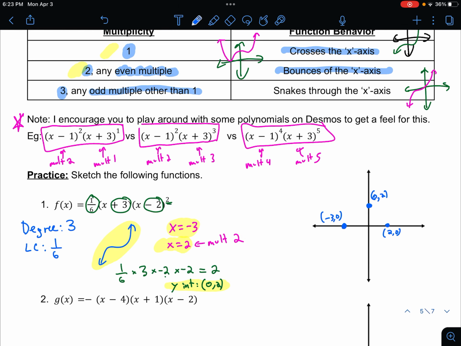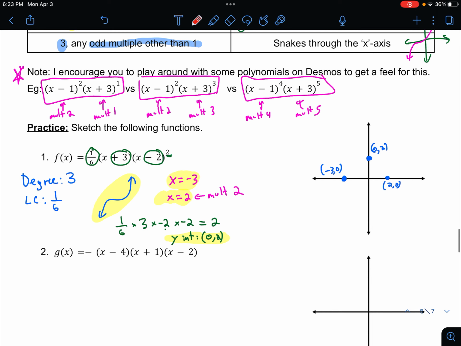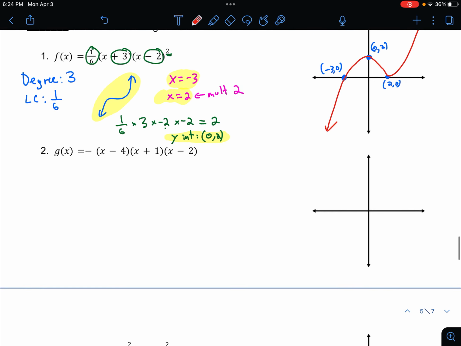So if I want to make a rough sketch of that, I'm just going to start and try. So I'll come up, cross through my x-intercept, through the y-intercept, bounce off that point, and there we go. That is as detailed as our sketch need be, and it's about as detailed as it can be without plotting a ton of points. All right, let's take a look at the next one.